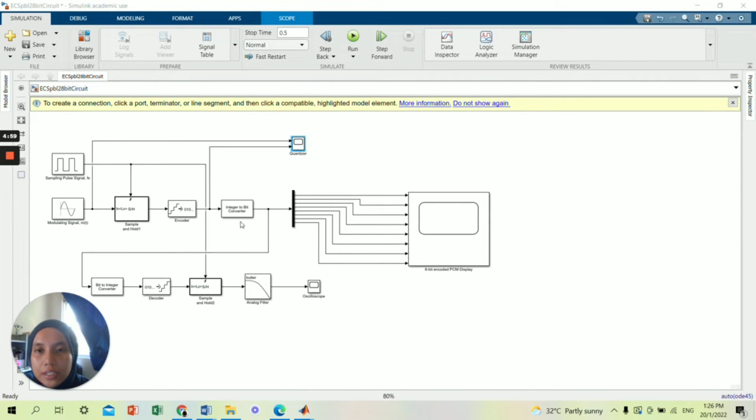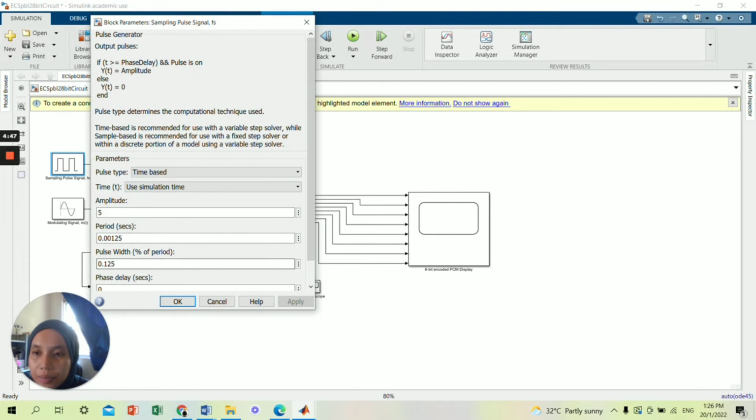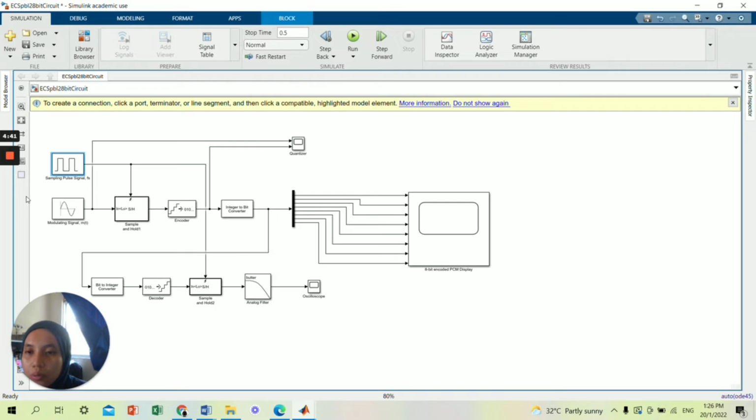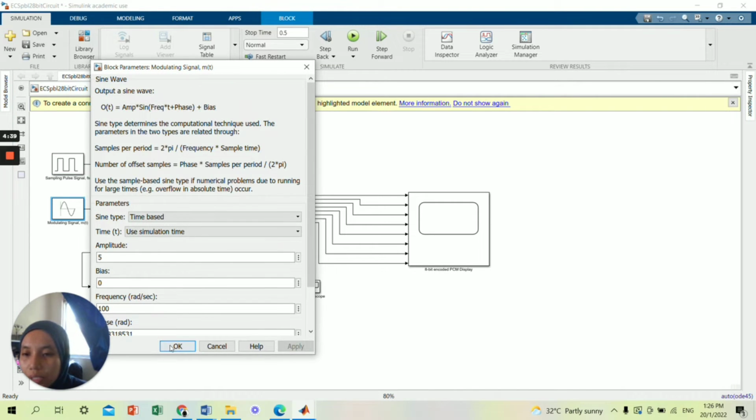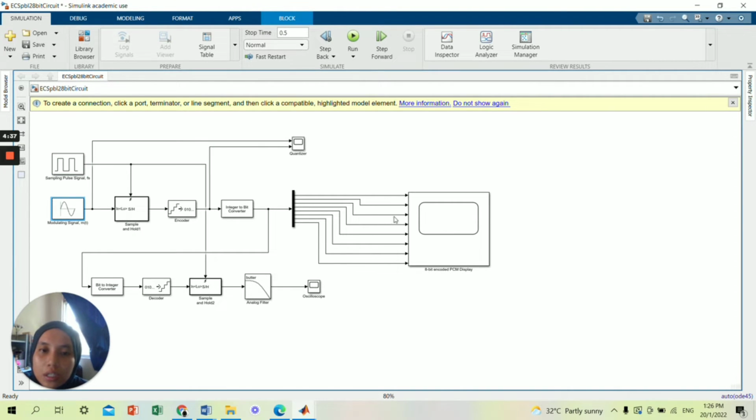Okay, so next I will simulate part B for the 8-bit encoded PCM display. For the period I use 0.00125 same, and the pulse rate is 0.125. The frequency is 100, and this is the 8-bit encoded PCM display. So I will run.